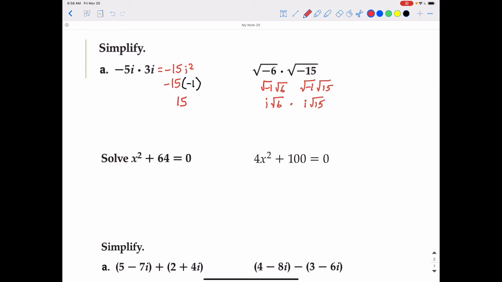And now I can simplify it like I did over on part A. We've got i times i, which is i squared. And the square root of 6 times the square root of 15 is the square root of 90, which seems like a pretty large number. I do know I need to replace i squared with a negative 1, but I can find a perfect square that goes into 90. 9 goes in there 10 times. And the square root of 9 is 3, so this is negative 1 times 3 square root of 10, which must be negative 3 square root of 10.